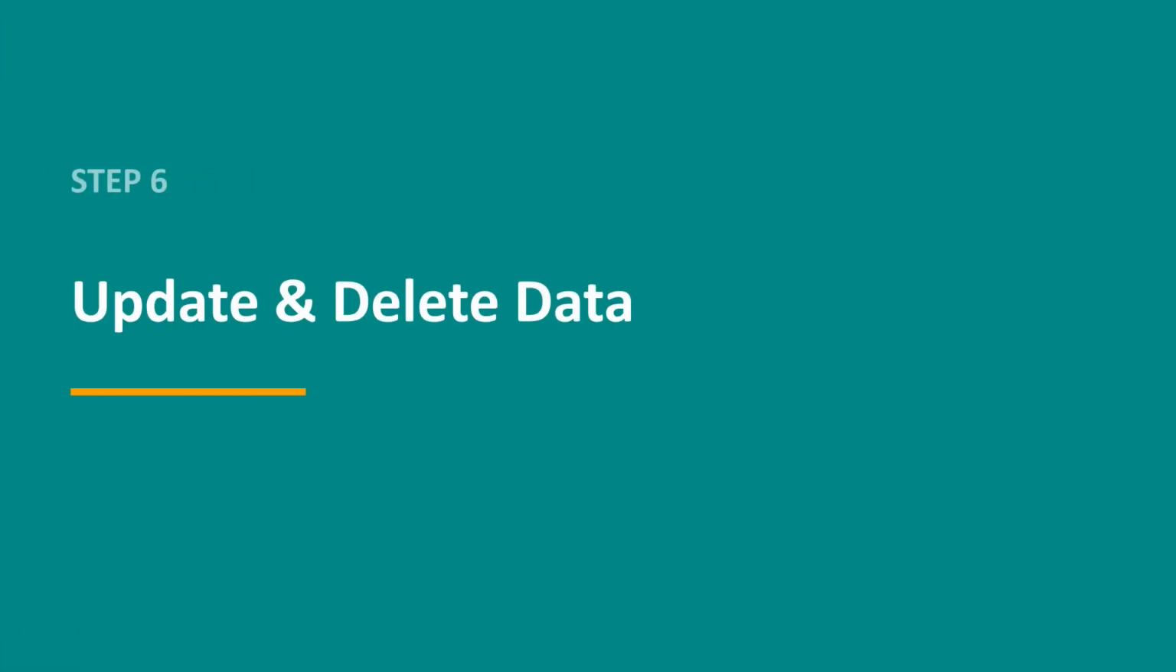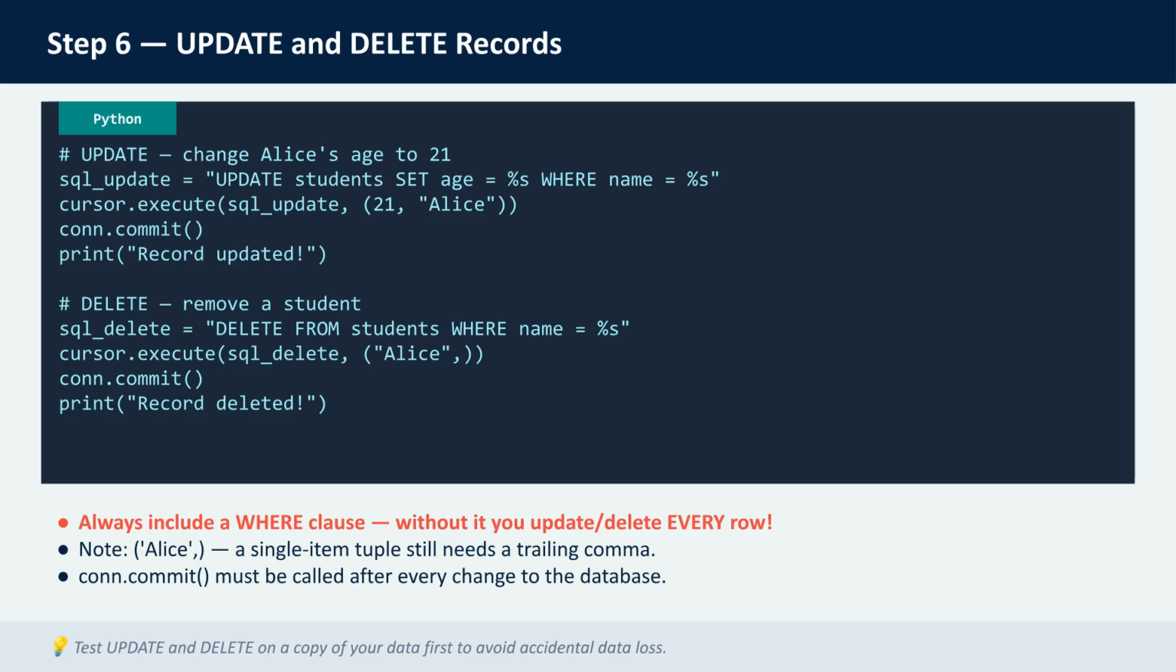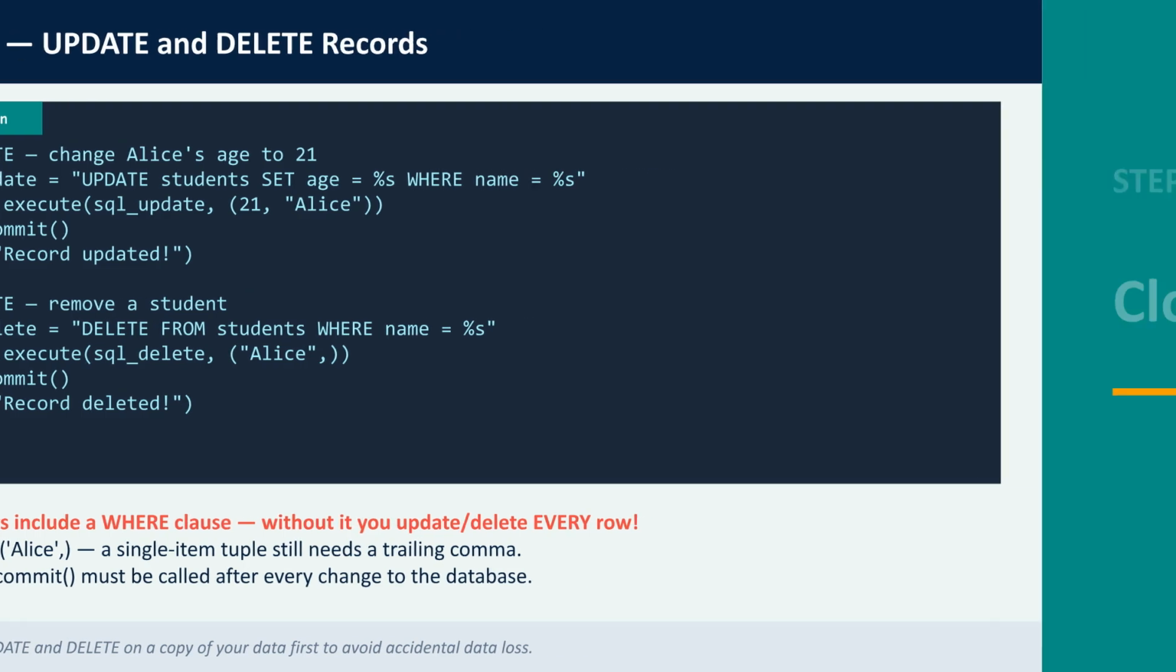Step 6 is update and delete data. This operation allows you to modify and remove existing records safely. Both update and delete queries must include a where clause to target specific records, or you will modify or delete every row. Always use placeholders and remember to call the con.commit method after executing these changes.